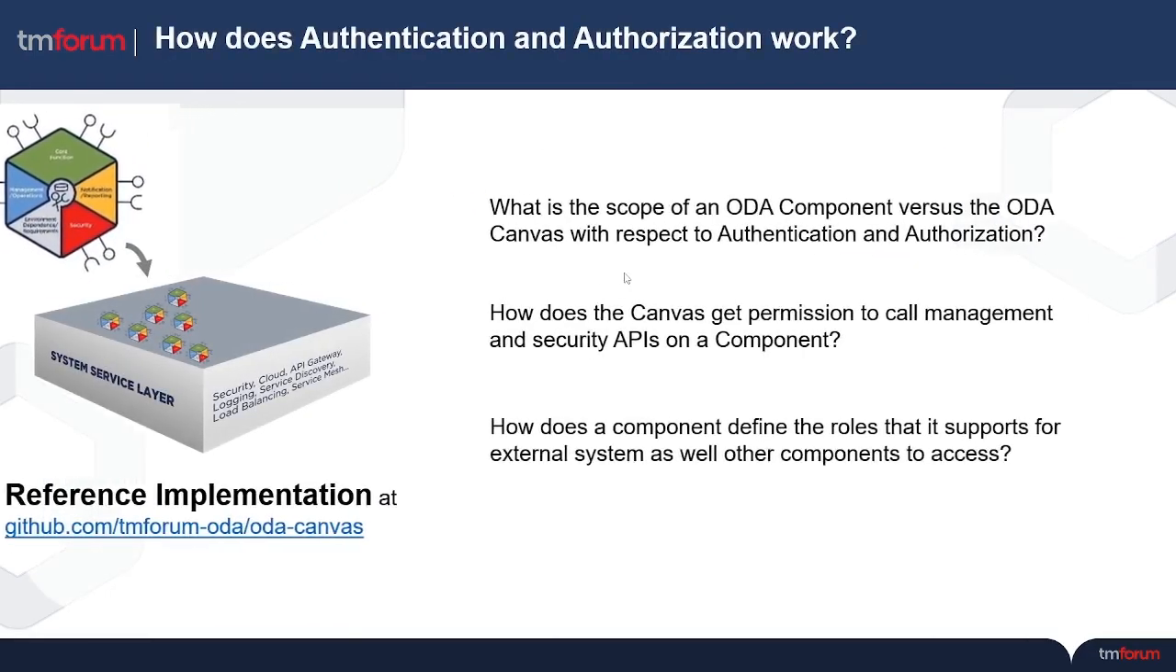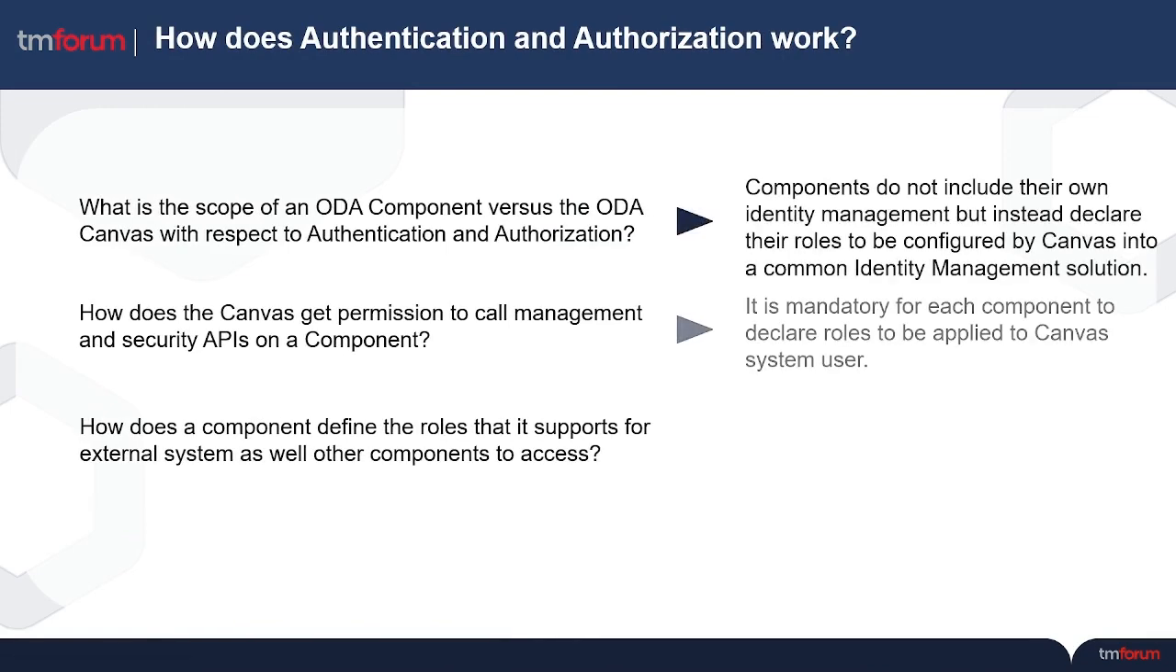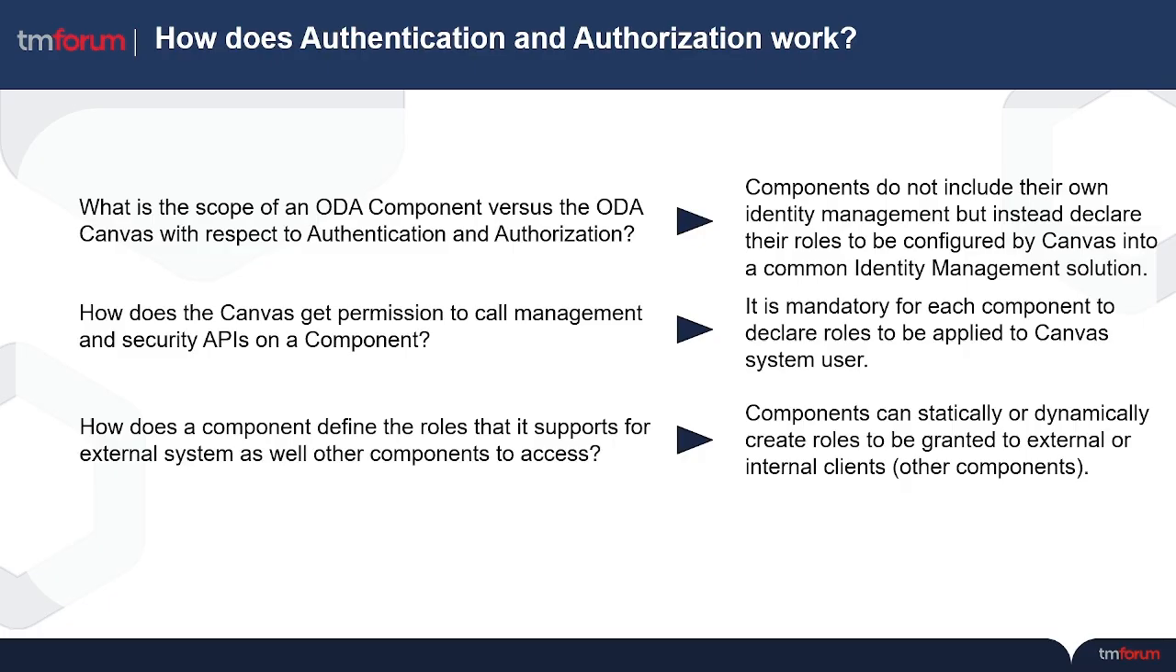So let's just revisit the 3 questions and recap. What's the scope of an ODA component versus the ODA canvas with respect to authentication and authorization? Components do not include their own identity management, but instead declare their roles to be configured by Canvas into a common identity management solution. How does a Canvas get permission to call management and security APIs on a component? It's mandatory for each component to declare roles, and those roles are applied to the CanvasSystem user. So they give that CanvasSystem the permission to call those management and security APIs.